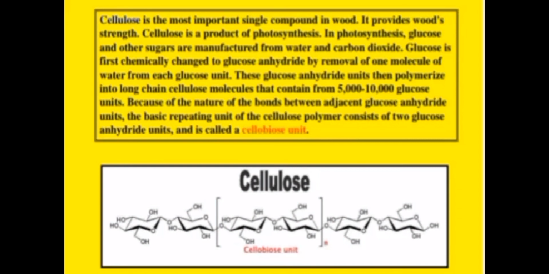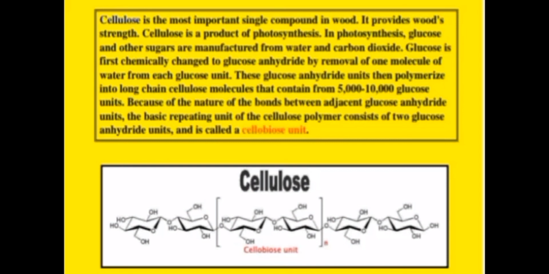It provides wood strength. Cellulose is a product of photosynthesis. In photosynthesis, glucose and other sugars are manufactured from water and carbon dioxide. Glucose is first chemically changed to glucose anhydride by removal of one molecule of water from each glucose unit. These glucose anhydride units then polymerize into long-chain cellulose molecules that contain from 5,000 to 10,000 glucose units.